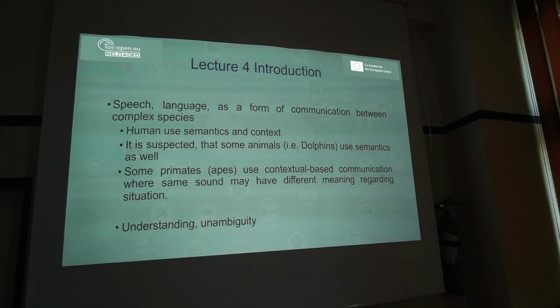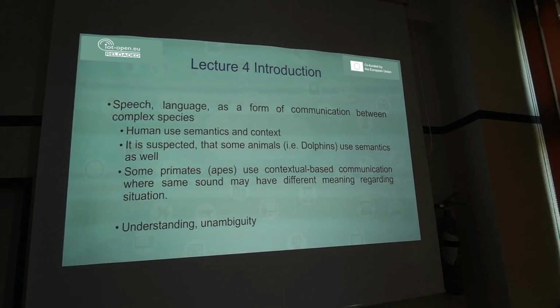So, speech and language. It's a method of communication between complex species, like we do right now. We have different languages. We can talk in English, maybe in Polish, maybe in Japanese if someone speaks it, maybe in Chinese, French, German, Spanish. Humans use semantics and context. So depending on the language and its complexity, there are many factors that require not only understanding of what was said on the textual level, or understanding of the sentence, but also having a context, which is actually the biggest problem so far with AI. Just to have a context.